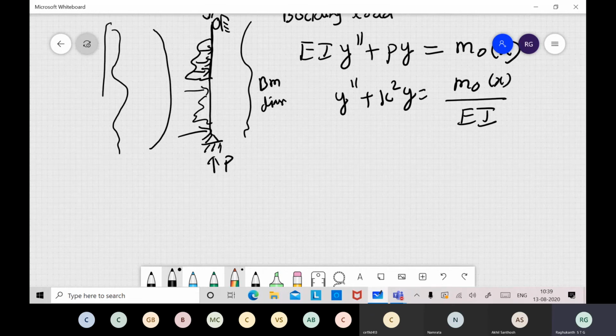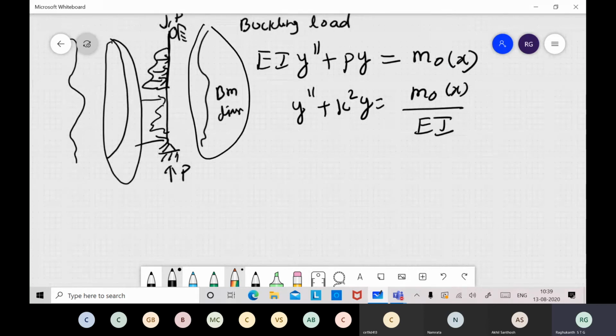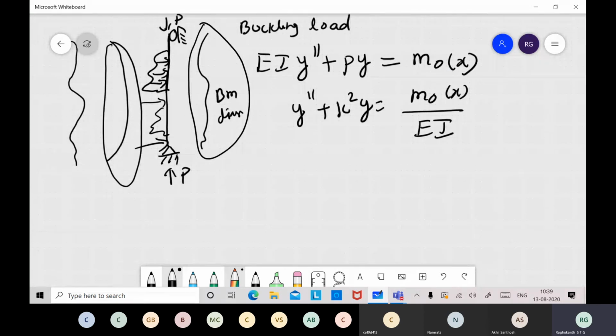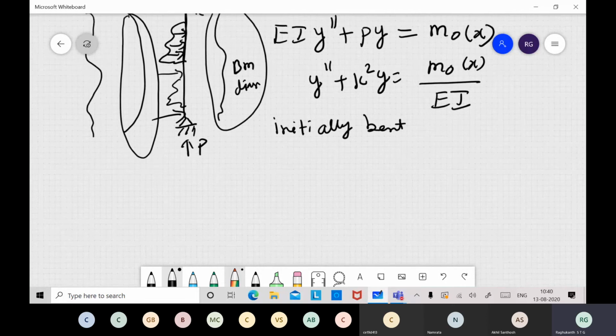If you have this type of complicated shapes, how do you solve them? The same concept which we used previously to solve the initially bent column. Last class we already did this. The best way to solve an ODE is to expand in terms of the Fourier series. So the same concept we use here.